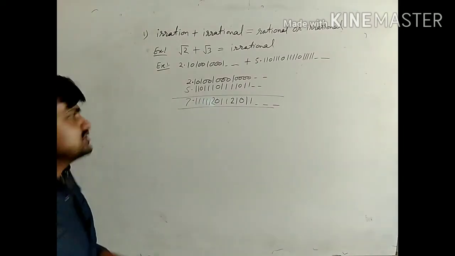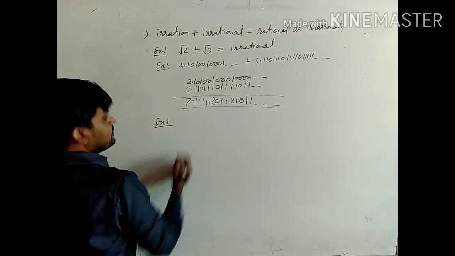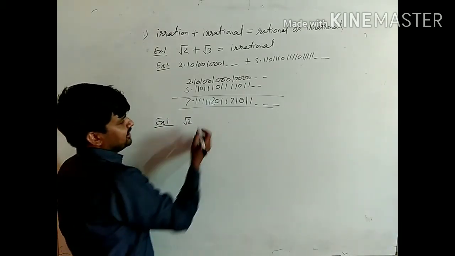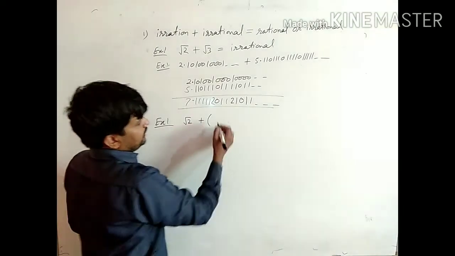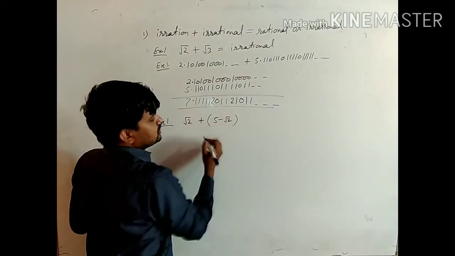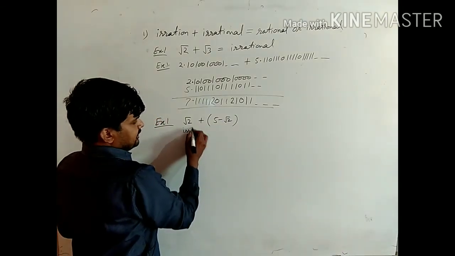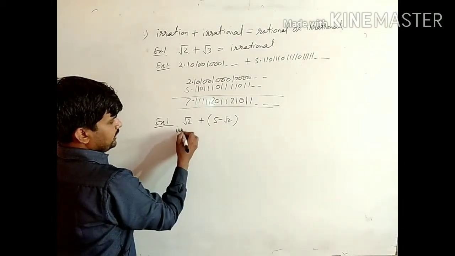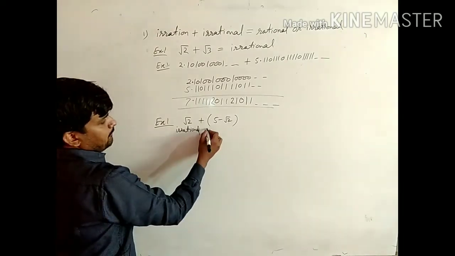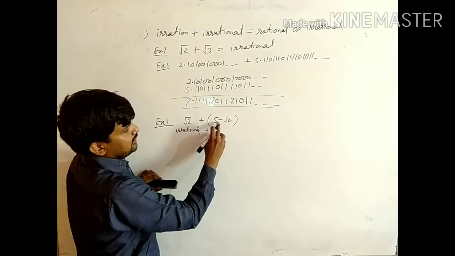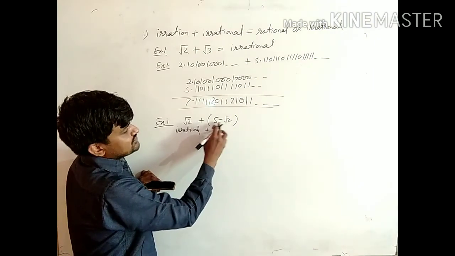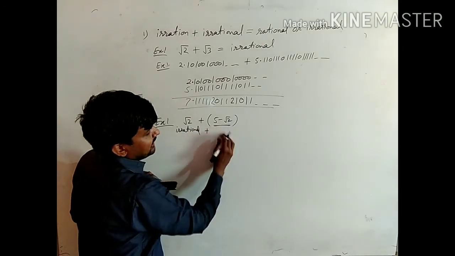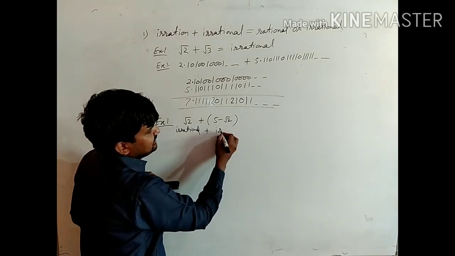Now come to one more example. Suppose we have a number root 2. This is irrational. We know this number is irrational. If we add this with 5 minus root 2, this is also irrational. This root 2 is irrational, plus 5 is rational, minus root 2 is irrational. So rational minus irrational, the result of this bracket will be irrational. Result is irrational.